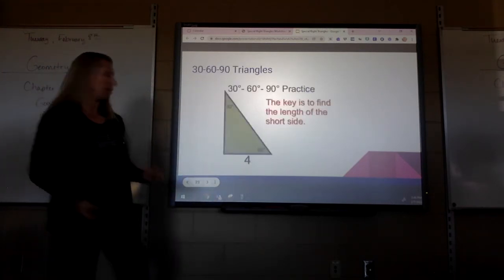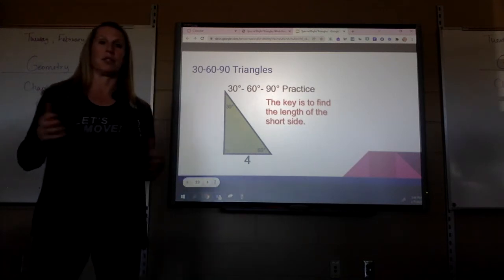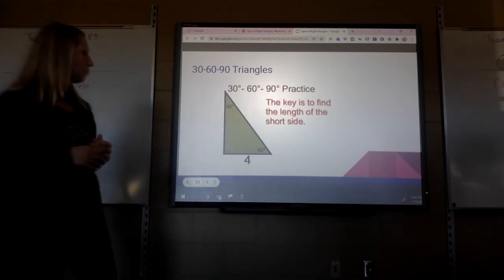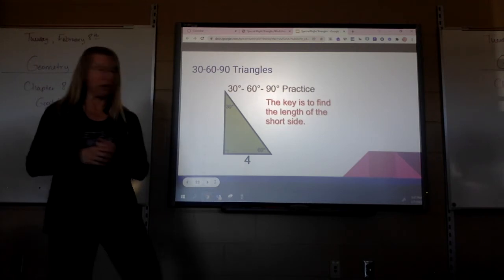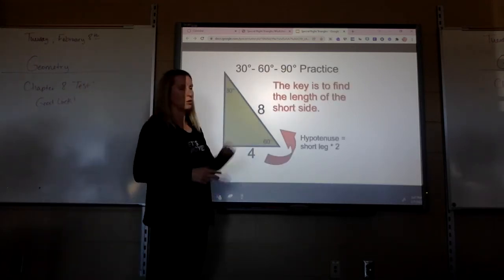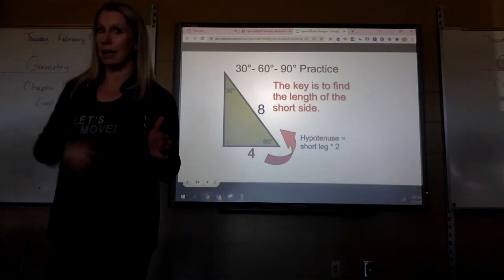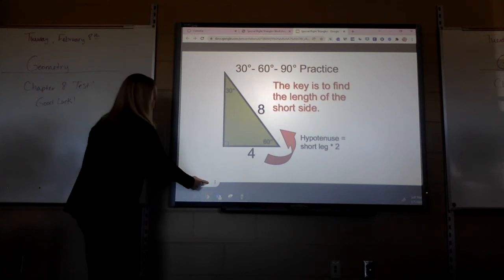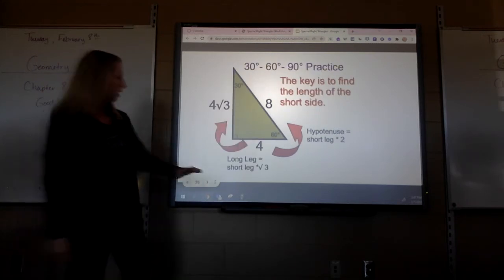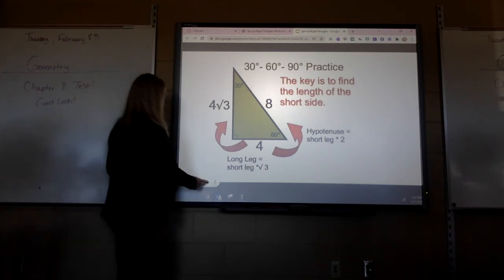So let's try one. My short leg is 4. Everything revolves around the short leg. So my hypotenuse, do you remember what to multiply by for the hypotenuse? Hypotenuse is times 2, so my hypotenuse would be 8. My long leg is the short leg times, do you remember? Times radical 3. So 4 times radical 3 is just 4 radical 3.